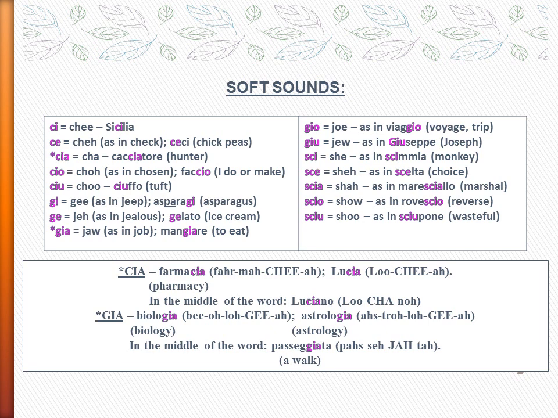Usually, if CIA appears at the end of a word, the I is sounded, as in farmacia or Lucia. But if it appears in the middle of a word, the I is not sounded, as in Luciano. GIA is the same. At the end of a word, the I is usually sounded: biologia, astrologia. In the middle of a word, the I is not sounded, as in passeggiata.